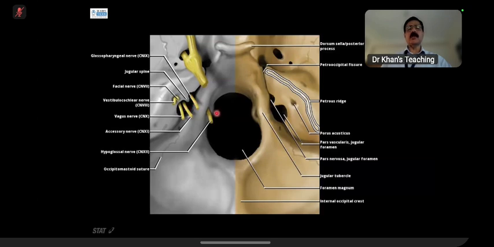Key point to remember is that the 12th nerve, which is the hypoglossal nerve, has got a separate foramen, which is the hypoglossal foramen. We will learn the anatomy of the hypoglossal canal next time. As soon as it passes into the neck, it goes into the carotid sheath. So it goes with these nerves.